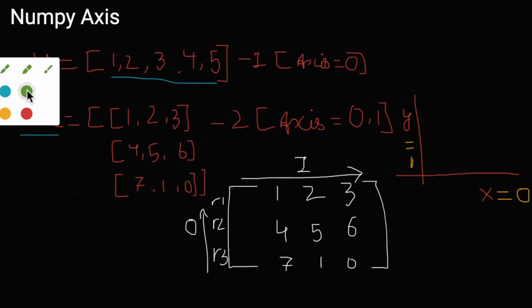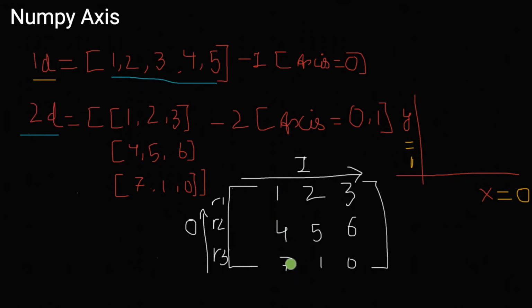Let me change the color. If I add up 1, 4, 7, 7 plus 4 plus 1 is 12, and 5 plus 2 plus 1 is 8, and 6 plus 3 plus 0 is 9. So this is the formation of the 0 axis. Using the 0 axis, if I do summation, I'm going to get these answers, but it's completely different for the 1 axis.